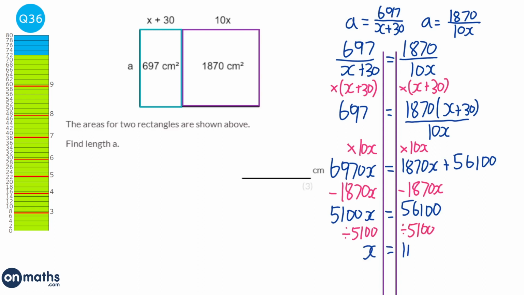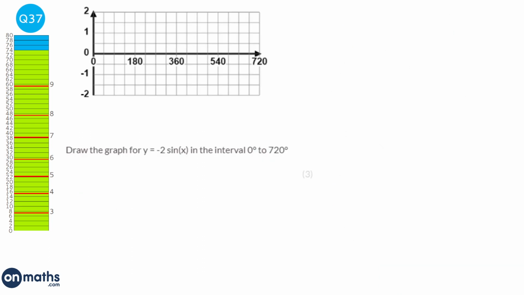So now we know x is 11, we can pick one of the equations that we had at the start, and I'm just going to pick the first one, and we can just feed in the value of x. So a equals 697 over, instead of x, it's going to be 11 plus 30. And when you do that, you get the answer of 17. So a is 17.